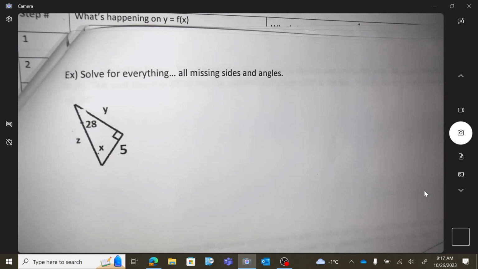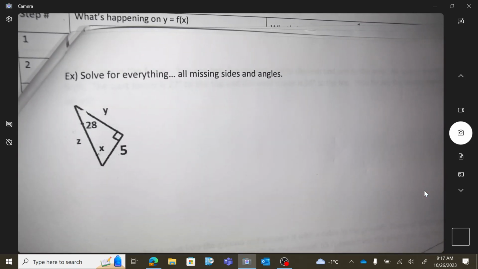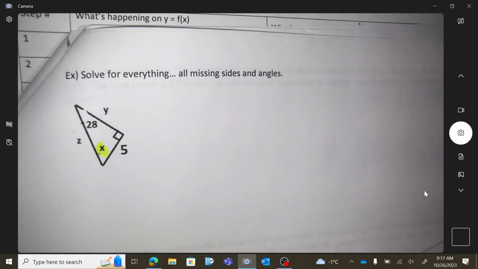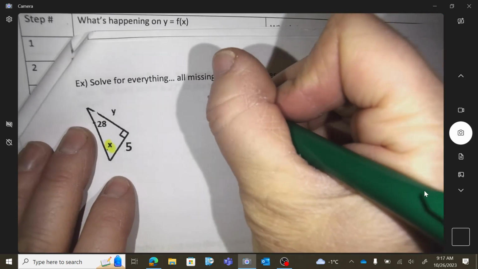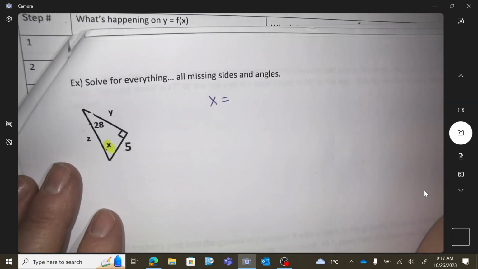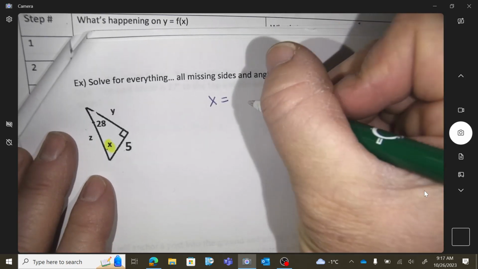Okay, which letter are we going to go with first? Well, X would be easy. How should we get X? 28 plus 90. Yeah, the 180 rule. So X, the 180 rule. So that just means all the angles have to add up to 180.